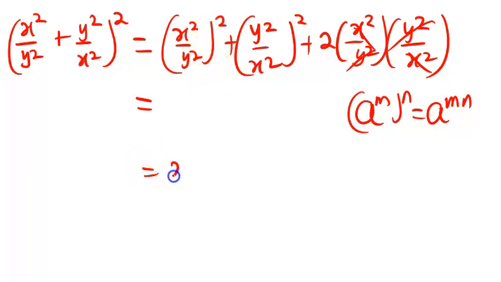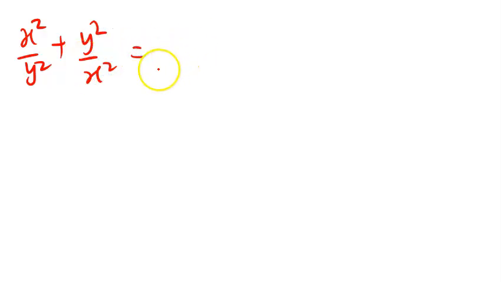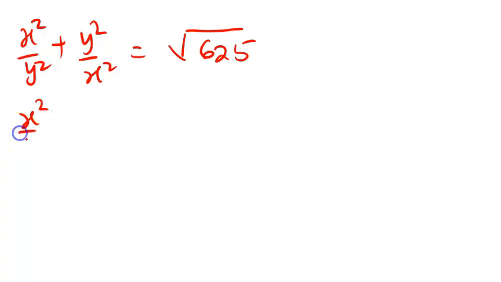So if that is the case, then we are going to have x to the power 4 over y to the power 4 plus y to the power 4 over x to the power 4 plus 2 here. While from the question, x to the power 4 over y to the power 4 plus y to the power 4 over x to the power 4 is given as 623, plus 2. So we now have 625. So therefore, if we want x squared over y squared plus y squared over x squared, then we need to take the square root on the right hand side, which will be equal to the square root of 625. So x squared over y squared plus y squared over x squared becomes.